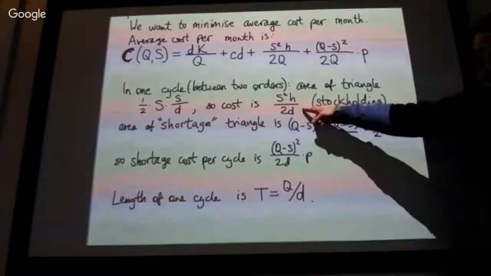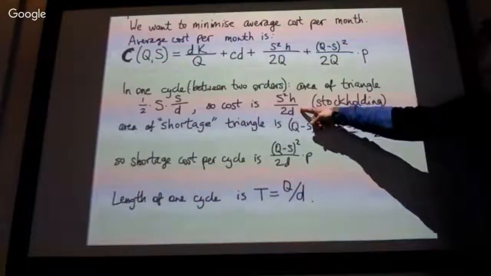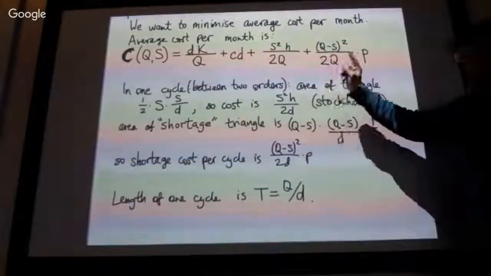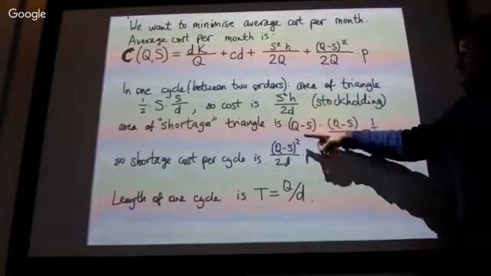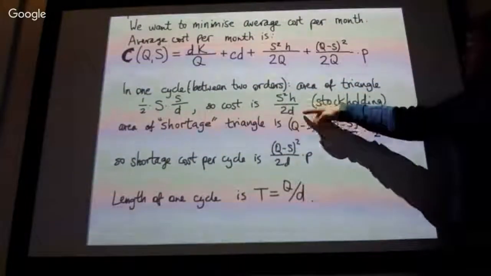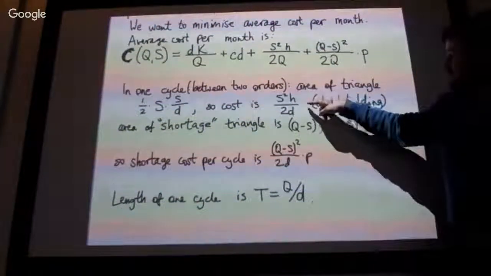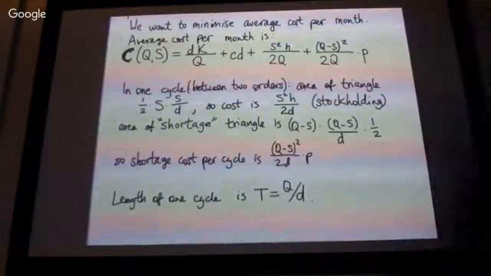This is the cost per one cycle. What you want is the cost per unit time. Sorry, this is the cost per T, but you want the cost per 1 month, so you have to divide this by T. When you divide it by T, it's like multiplying by D over Q, so the D disappears and Q appears. And same thing here.